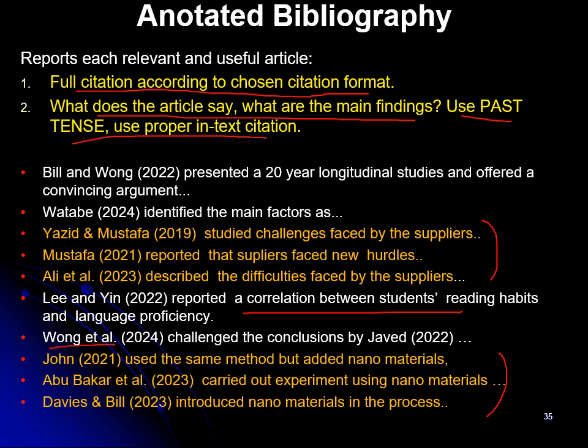But here, Wong et al. challenged the conclusion by Javed. So that means there is a paper by Javed. So the summary of Wong's contribution is: Wong challenged the conclusion by Javed. Because of that, you write this as the main thing that you get from Wong et al. Okay, so that's Wong's main finding, main contribution. He challenged the conclusion by Javed.